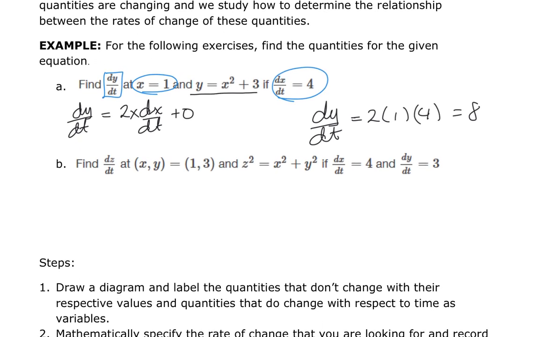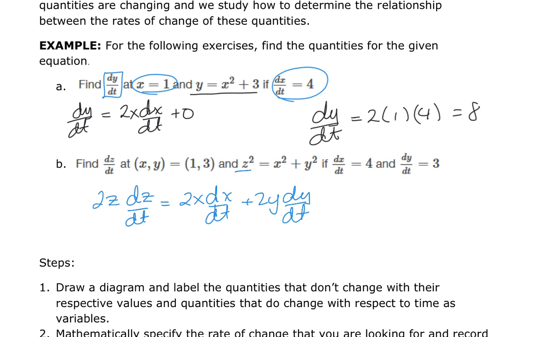For the second example, we are going to find dz dt. So we're going to find the derivative of z with respect to time. I'm going to use the regular power rules, so that's going to be 2z dz dt is equal to 2x using the regular power rules, then dx dt, and then 2y dy dt.